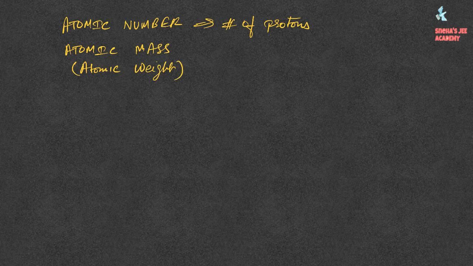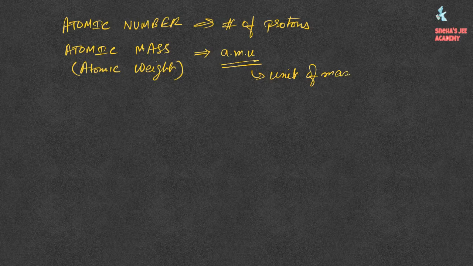Now, in physics, mass and weight are different concepts, but in chemistry, people typically use both these terms interchangeably: atomic mass versus atomic weight, which is measured in AMU, that is atomic mass unit. It's very important to remember that AMU is a unit of mass. Same way, the traditional units of mass in the metric system are grams and kgs.